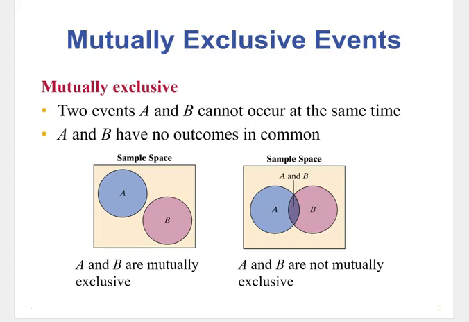A and B could, however, if they are not mutually exclusive, have some overlap where there could be events that are both event A and event B at the same time. So it's very important that we understand whether we are dealing with a mutually exclusive event or a not mutually exclusive event. So let's do some examples.